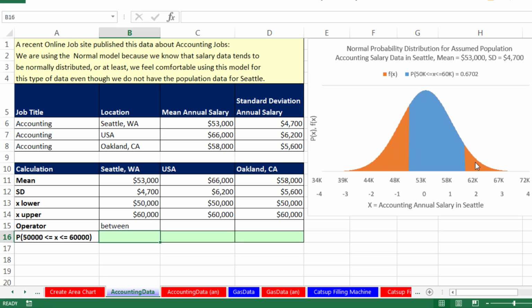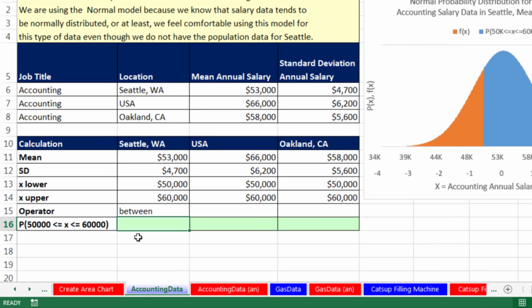Now here's a chart just for the Seattle data. And as we talked about earlier, when you're doing between probability, we're going to take the area all the way from the low end all the way up to the biggest x. And then we're going to subtract all the way down here to the second x, that area. Subtract those two areas, and we'll have our answer.